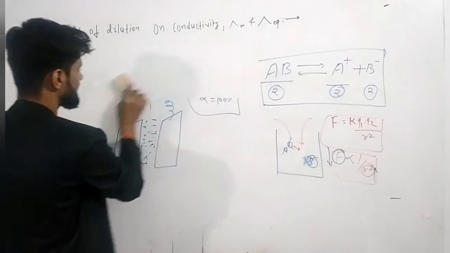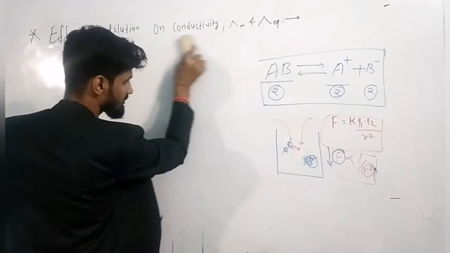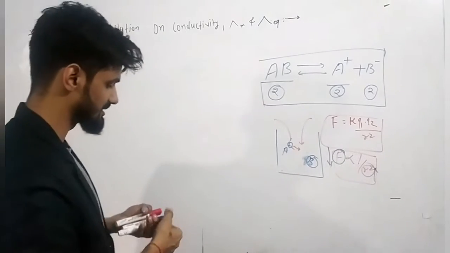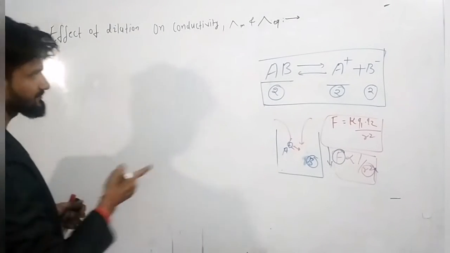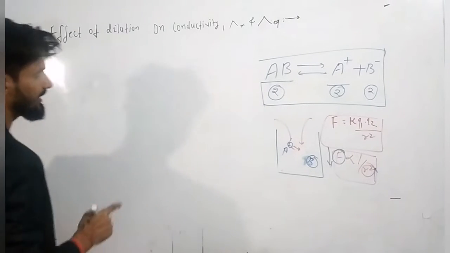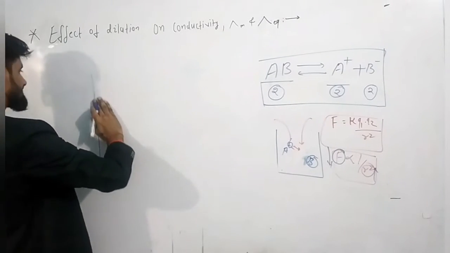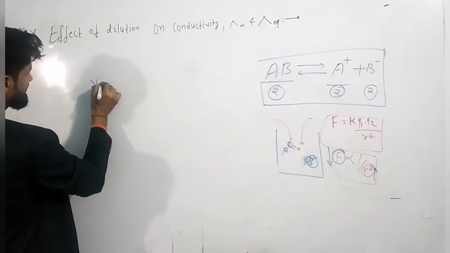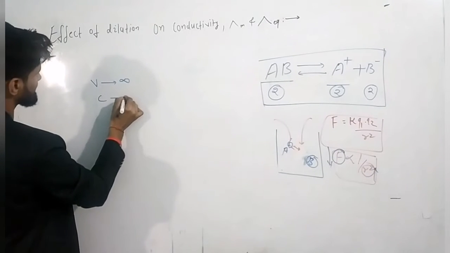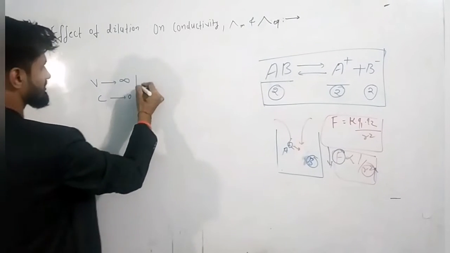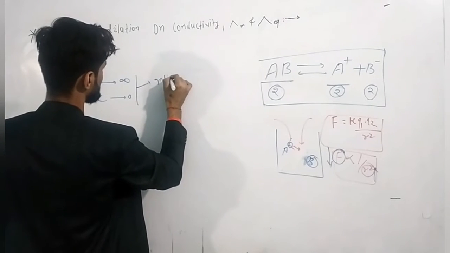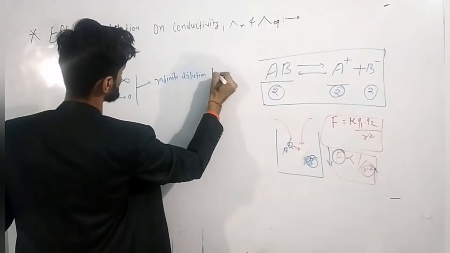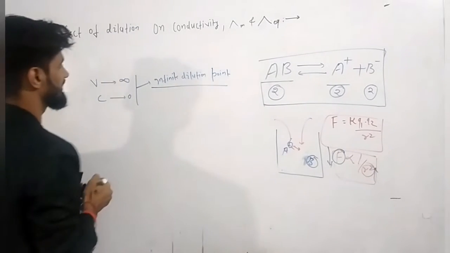Now understand one thing: how we can calculate empirically and theoretically, because some numericals will also come from this topic. I am going to discuss one small topic here. If volume tends to infinity, then concentration tends to zero, and these two points will be called the infinite dilution point.